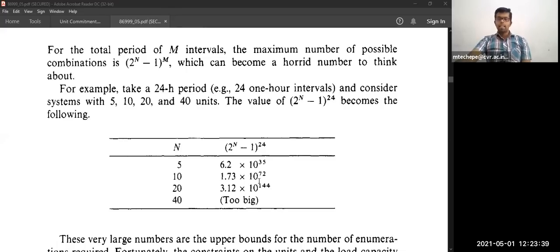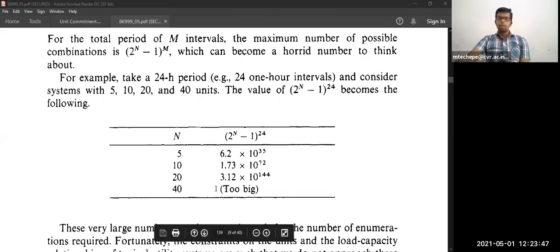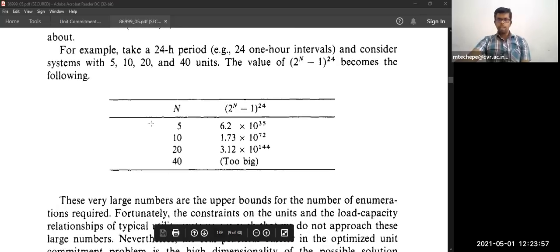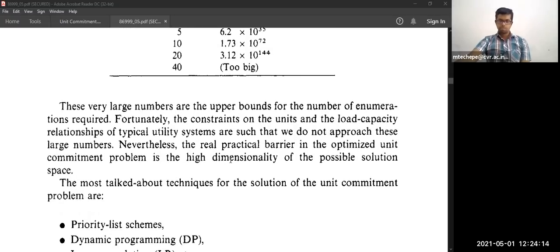Okay, so in MATLAB sometimes you can get this answer, depending on the versions. Sometimes in MATLAB it will also come as an error, not a number, or like that. So this much complexity the combinations are. If you want to calculate this combination, it is very, very complex. For 5 generating units itself it is very complex. For 20 as well. 40 is very, very complex.